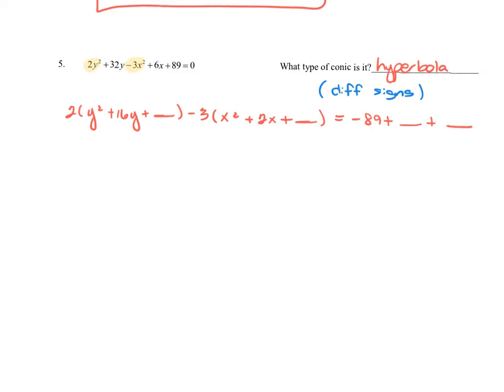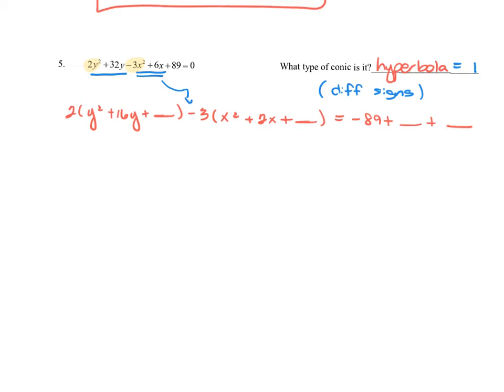Next thing that we want to remember is that the equation does need to equal 1 when we're all finished. I've preset this up for completing the square. I factored out my 2 from my y squared terms, and on the x terms, I factored out a negative 3. Be careful on that negative because it's going to impact our signs.